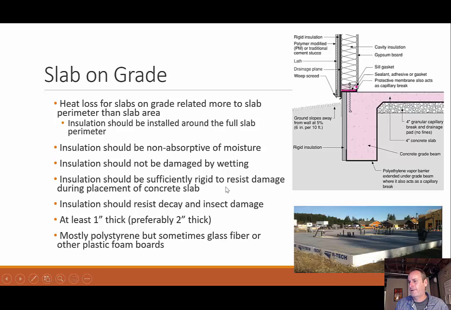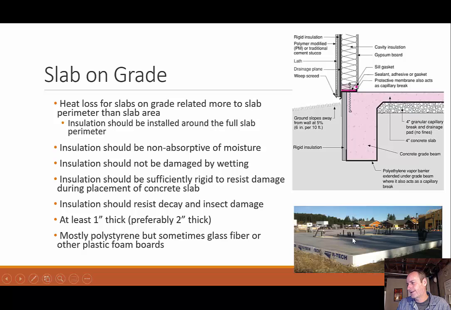Insulation should be sufficiently rigid to resist damage during placement of the concrete slab. Makes sense. So if I'm pouring this slab and it's bumping up against the insulation, we can't have it, in essence, either crushing or in some other way getting damaged by that concrete. Resistance to decay and insect damage, at least 1 inch thick, but thicker is better. So if you could do 2 inches, get more insulation. Mostly this is a polystyrene product, but sometimes a glass fiber or other plastic foam boards.